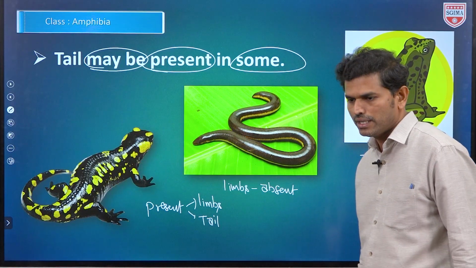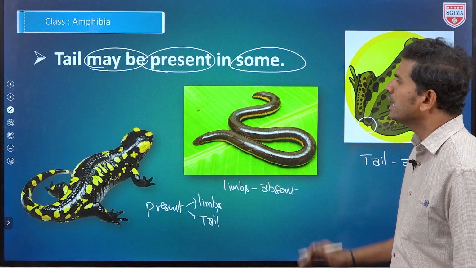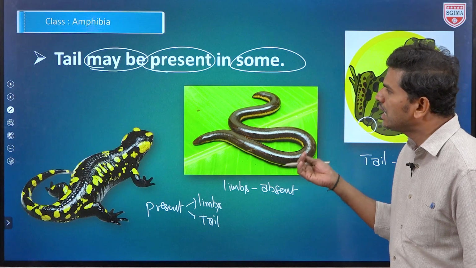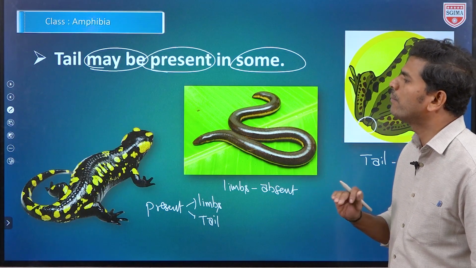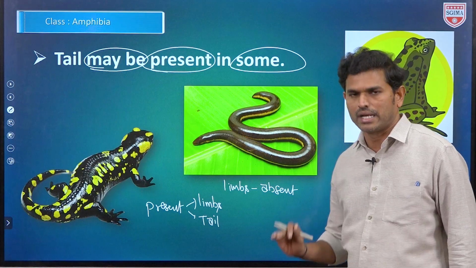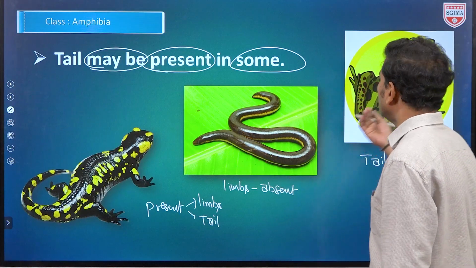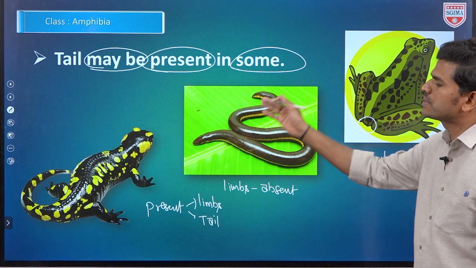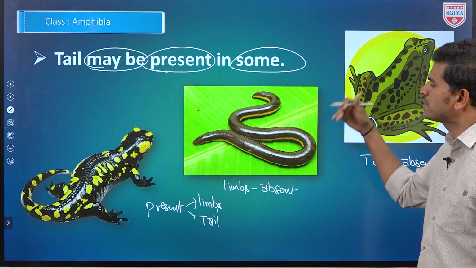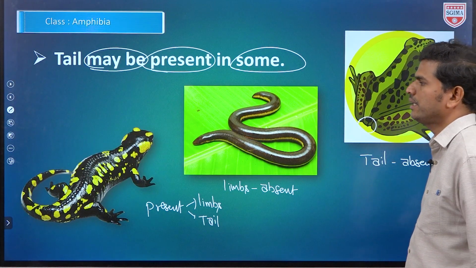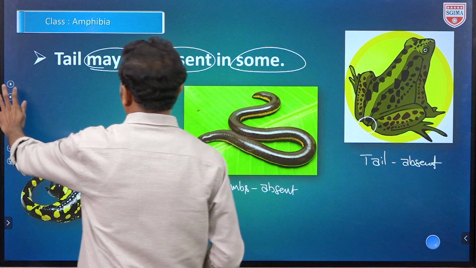So finally what we can conclude is that in amphibians, tail and limbs may not be present in all organisms. Some organisms have limbs, some have a tail, and some are without a tail. Okay, so this is from this slide.